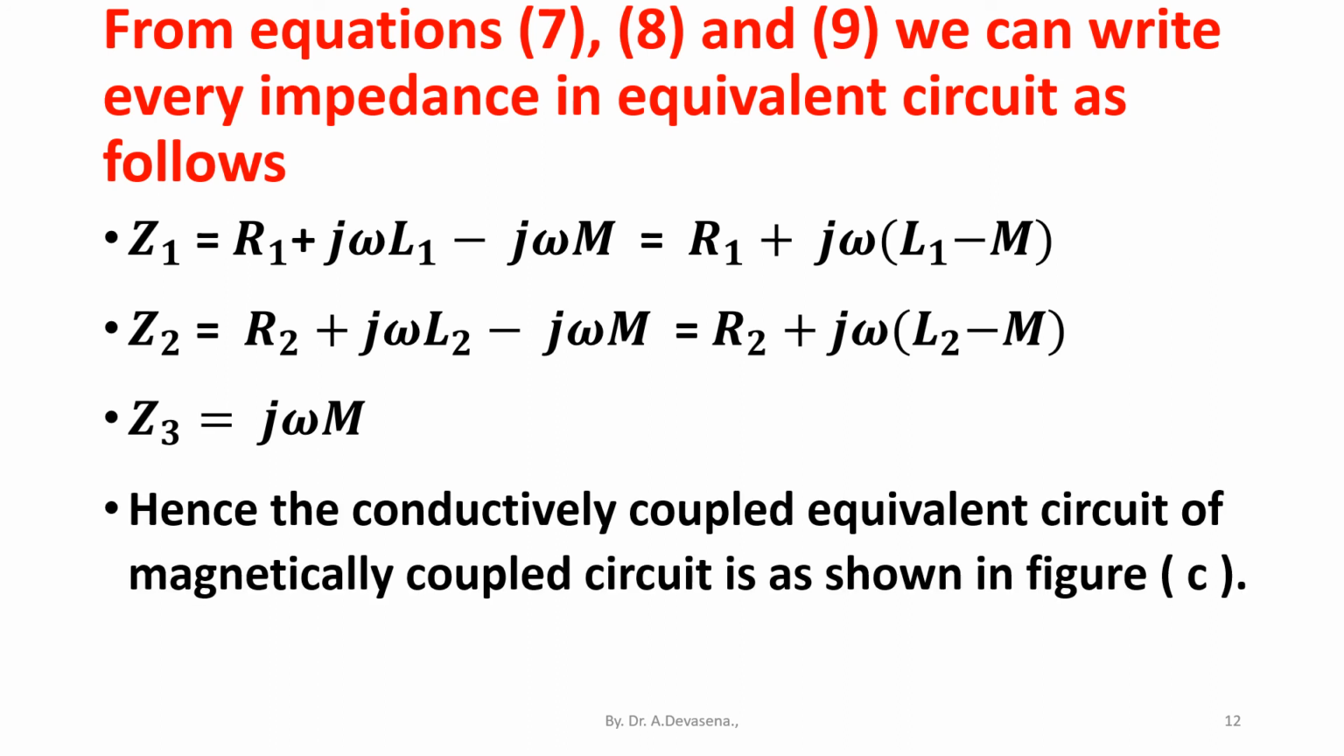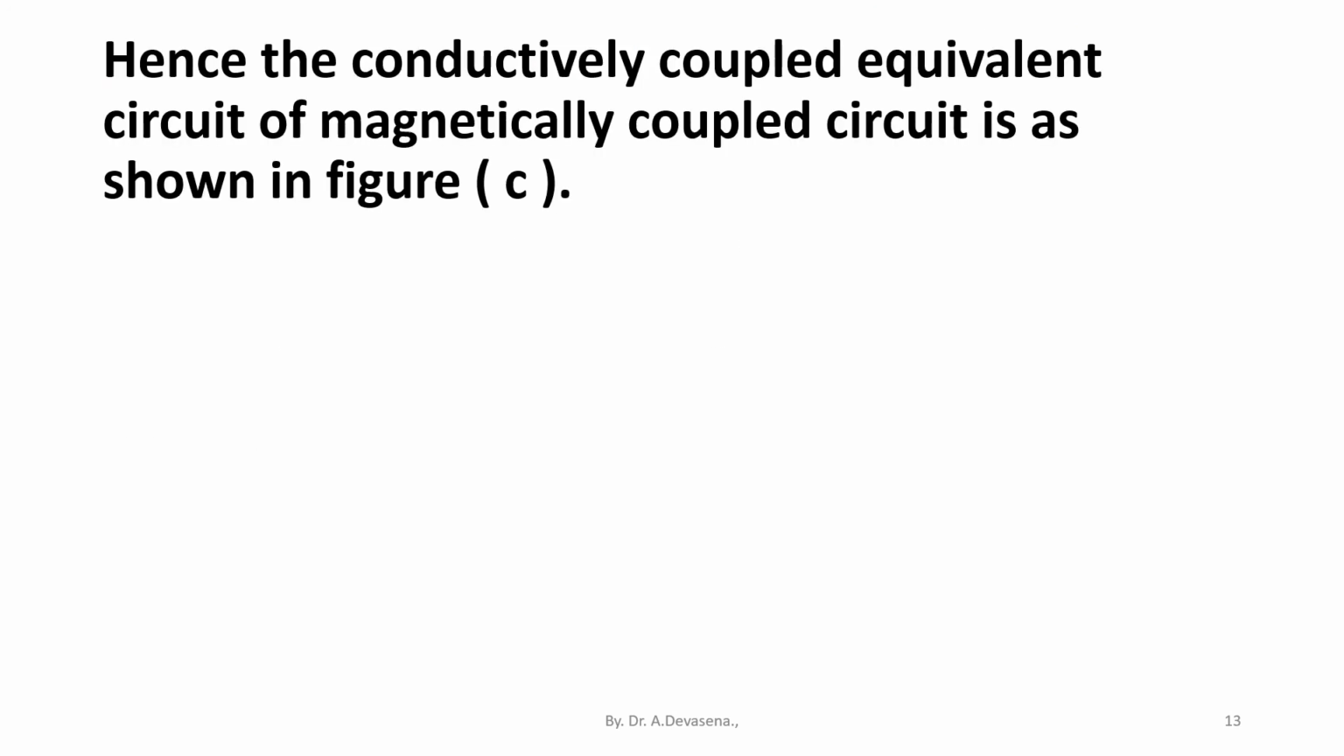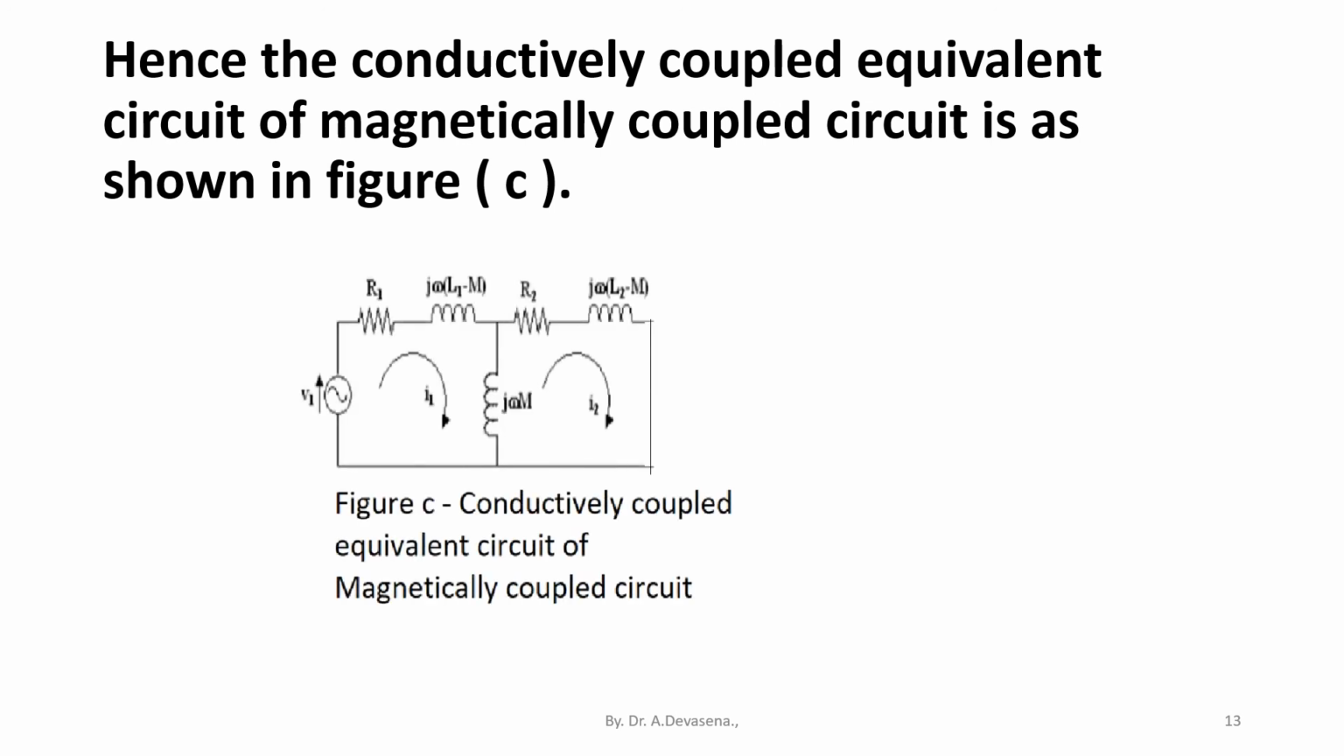Hence, the conductively coupled equivalent circuit of the magnetically coupled circuit is as shown in figure C, given below. This is the representation of the conductively coupled equivalent circuit of the magnetically coupled circuit. Here we have substituted the values of Z1, Z2 and Z3 from the equations we obtained previously.